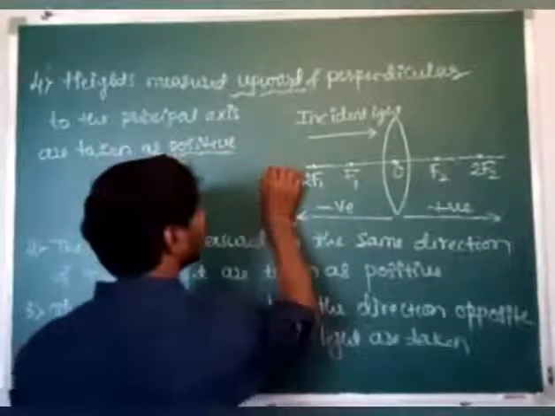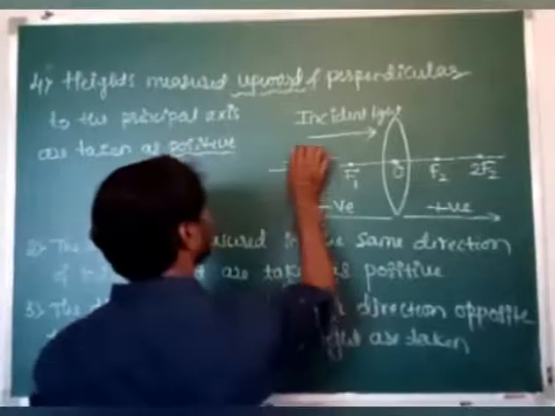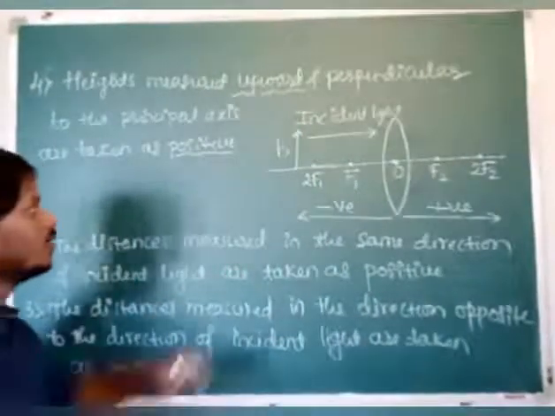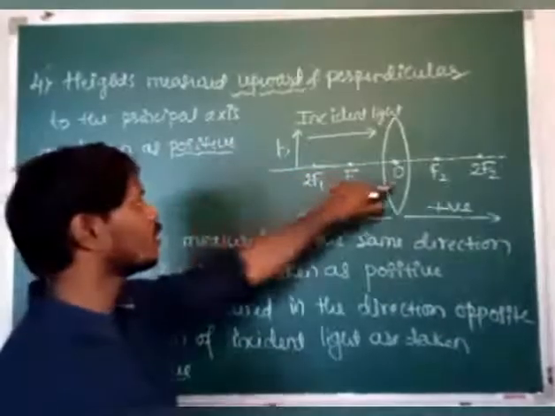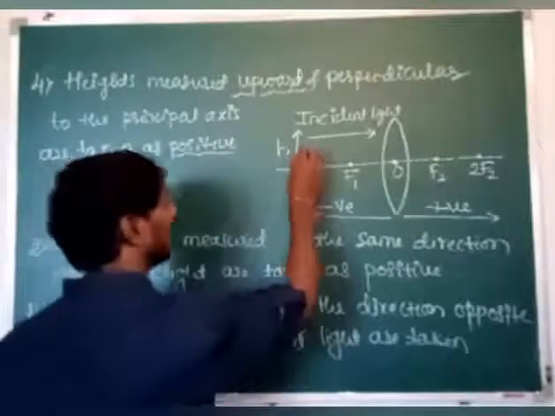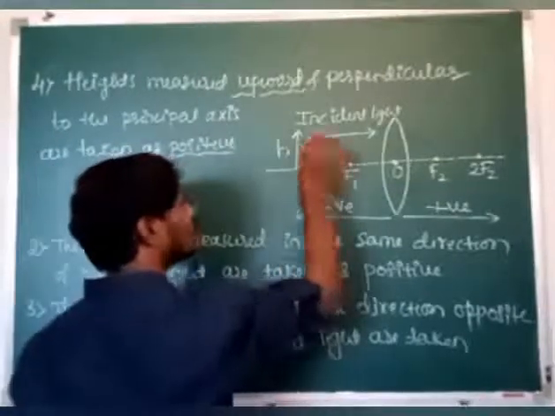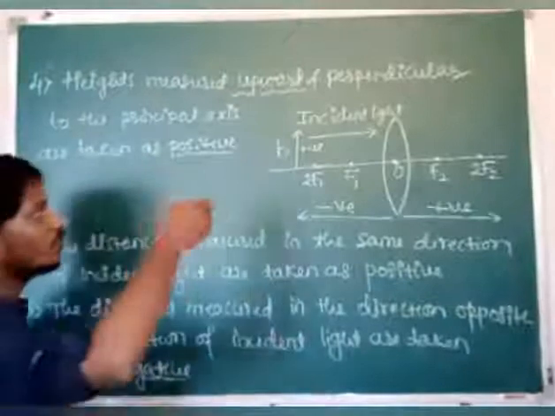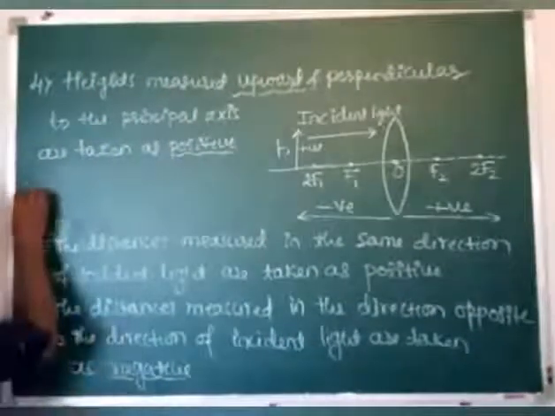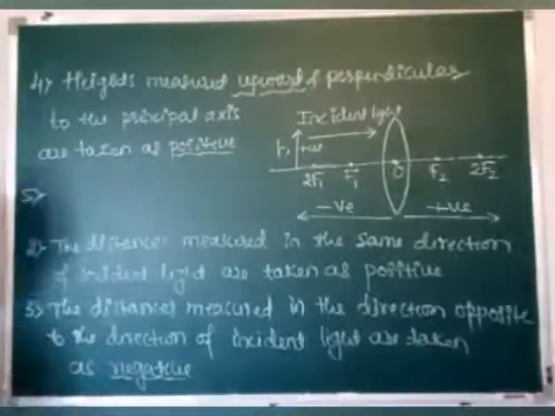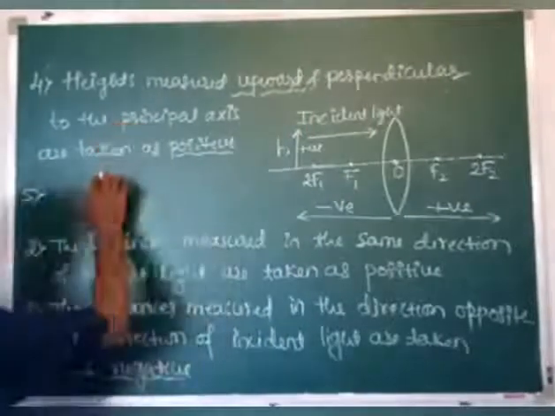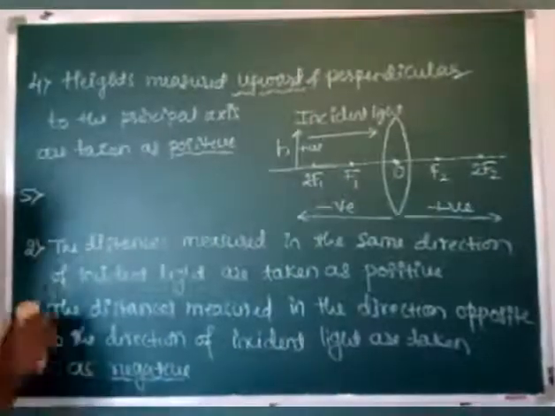See here, suppose this is an object. Then the height of the object I will take as h, which is upward and perpendicular to the principal axis. Then this height can be taken as positive here, because it is along the positive axis, meaning the upward direction. Next, the fifth one: heights measured downward and perpendicular to the principal axis are taken as negative.